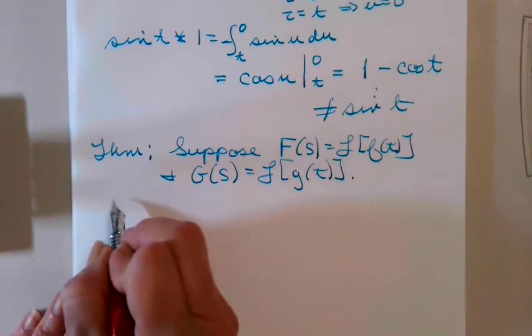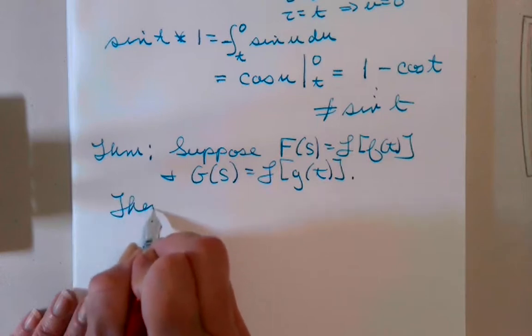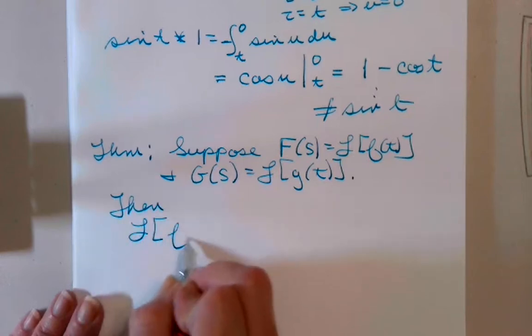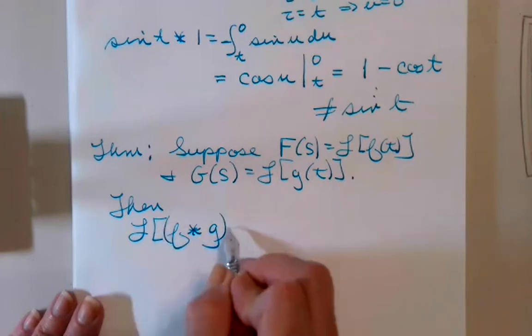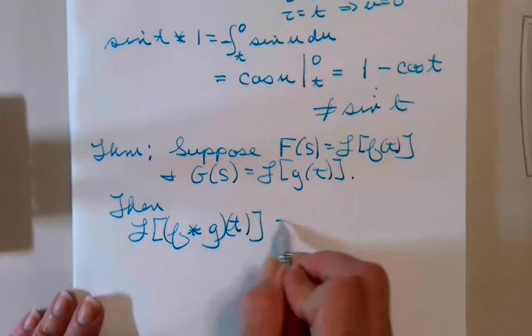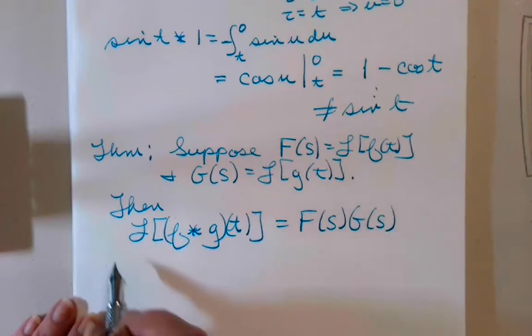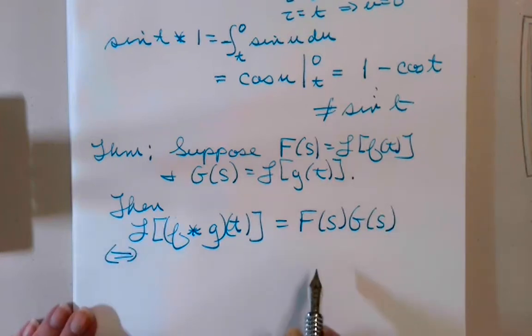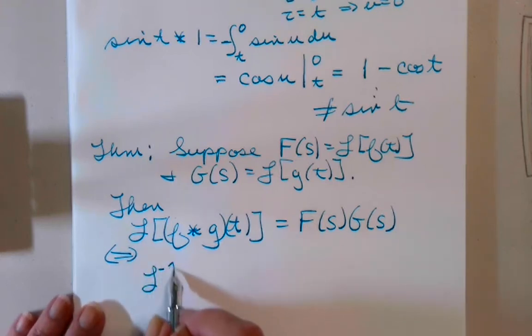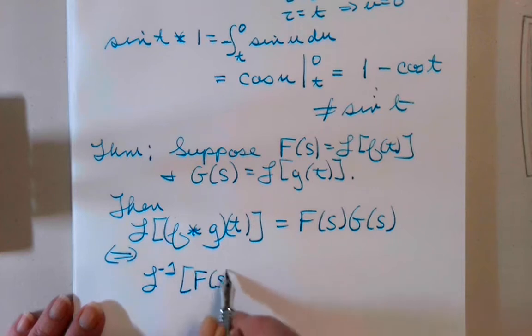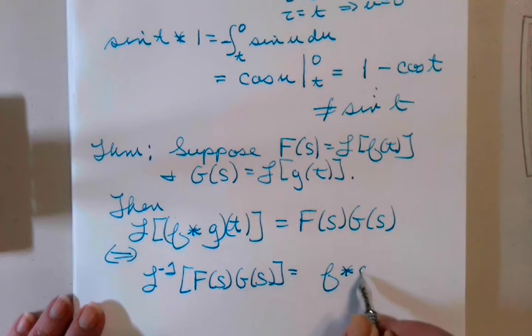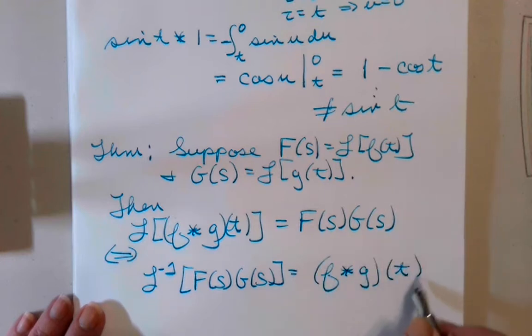Then the Laplace transform of f convolved with g at t, so the Laplace transform of the convolution, is the product of the Laplace transforms. And remember, for every statement about Laplace transforms, you get one about the inverse Laplace transform. So the inverse Laplace transform of the product of two Laplace transforms is the convolution of the inverses they came from.